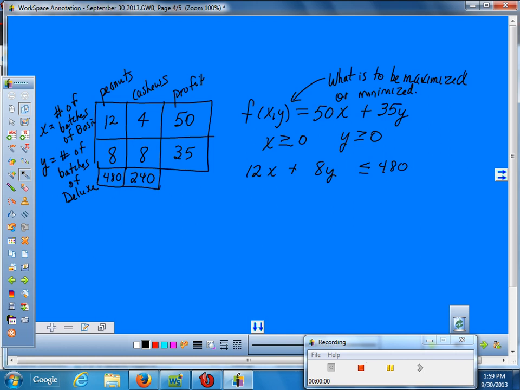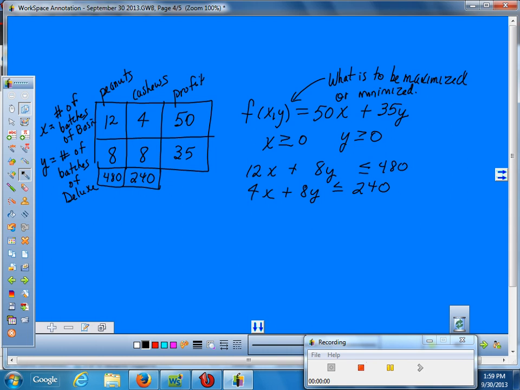By organizing the information, where did that inequality just come out of this chart here? First column, boom, you went straight down. 12x plus 8y is less than or equal to 480. Then go down the next column. 4x plus 8y has to be less than or equal to 240. And that's another advantage of organizing. Once you organize, it's like, oh, look, there's this relationship, or I can see a pattern here. Worth your time to stop and think about it.